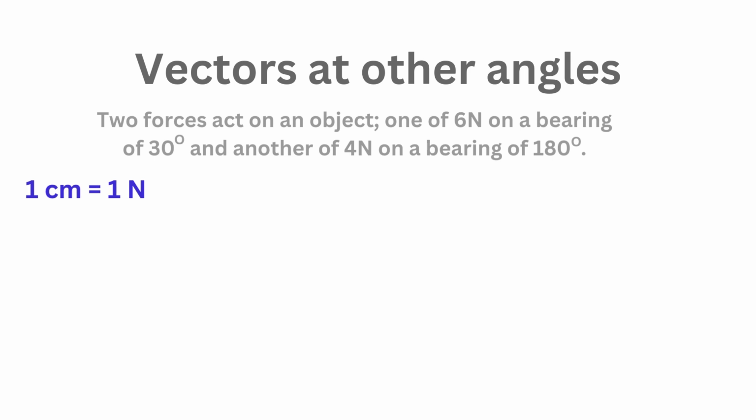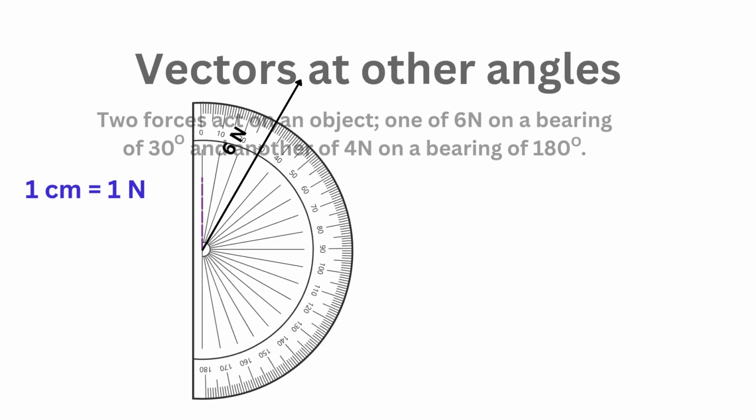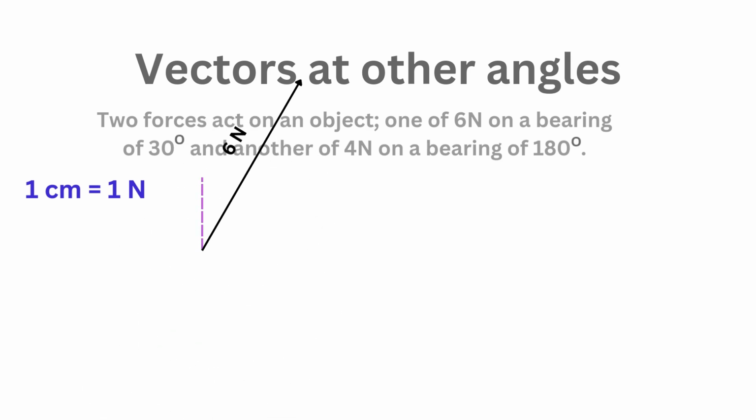Now, from a common starting point, we'll draw the first vector. This is a 6 Newton force at a bearing of 30 degrees, or 30 degrees east of north. Next, we'll draw the second vector, which is 4 Newton at a bearing of 180 degrees. This one is easy. It points straight down because it's due south. We'll measure and draw a 4 centimeters long line downwards.